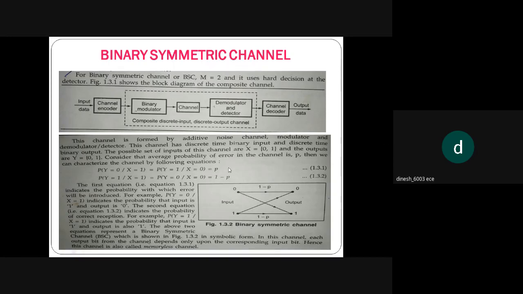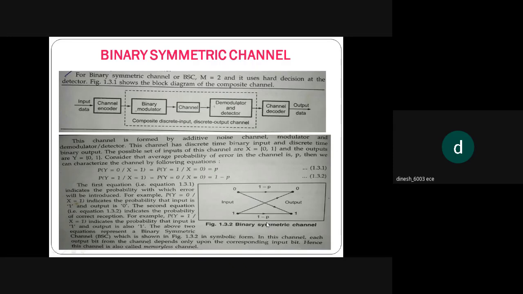In the cases where we don't get an error, it is 1 minus p. If x is 0, y is also 0, so no error. That is highlighted in equation 1.32. P of y equal to 1 given x equal to 1 is 1 minus p. P of y equal to 0 given x equal to 0 is 1 minus p.